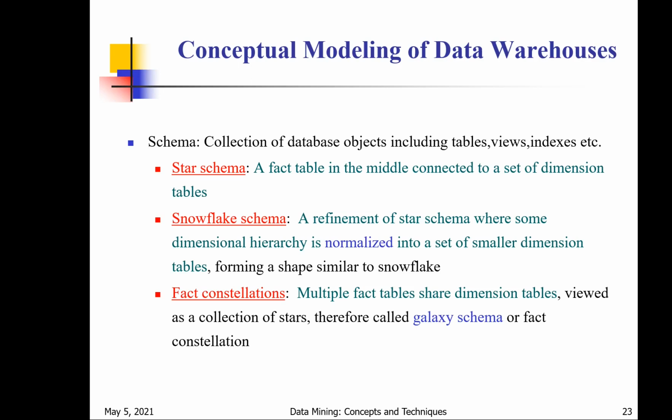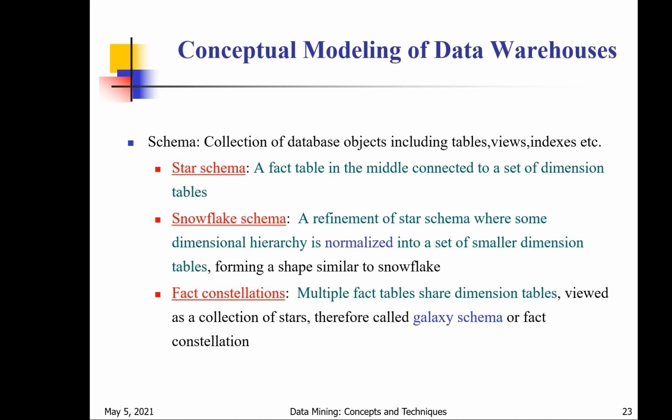This schema design is for data warehouses; it is the design phase. Just as for database systems there is a design phase, and the conceptual modeling of databases is nothing but the ER model, so schema design is the conceptual modeling of data warehouses. There are three types of schemas: star schema, snowflake schema, fact constellation schema.